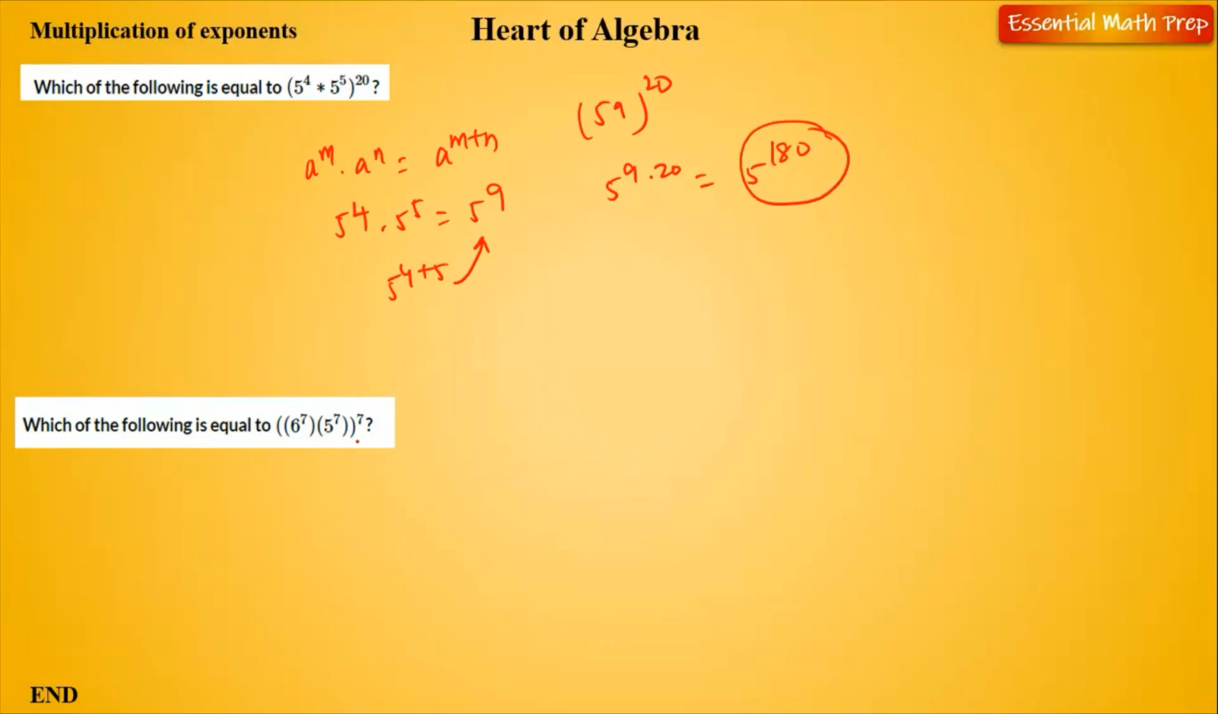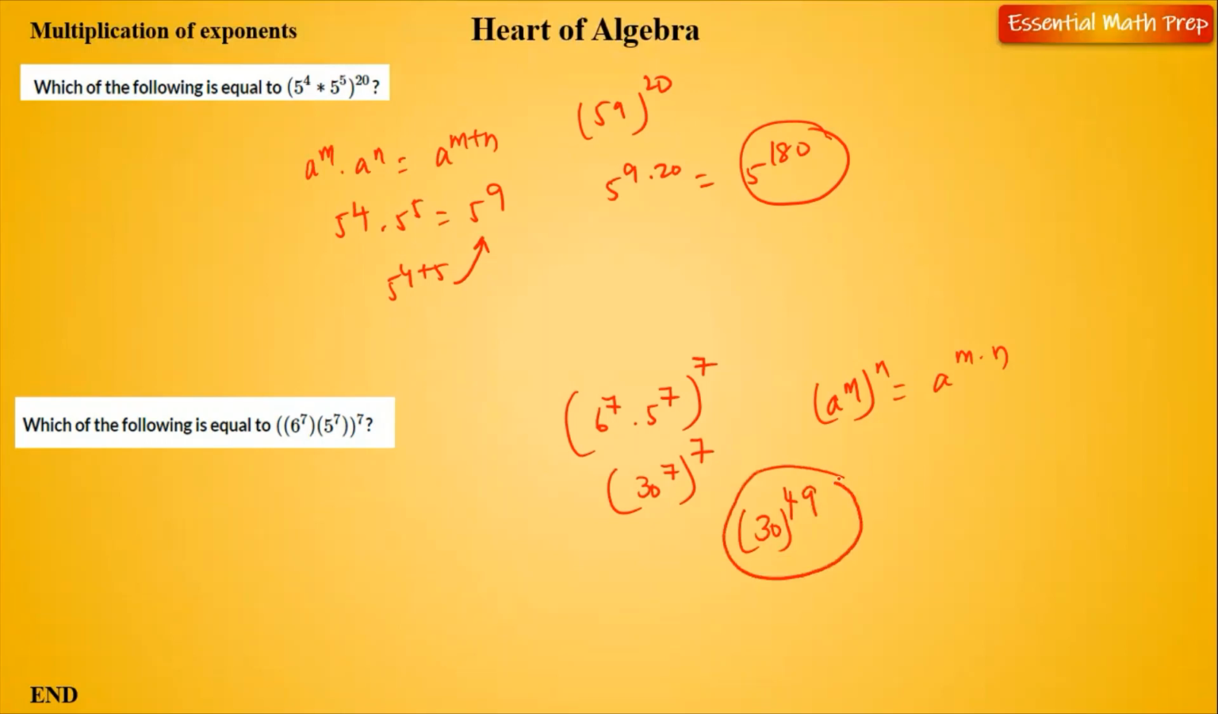Okay, whenever you have brackets like these, pay attention to what it is that you're doing. If you have 6 power 7 times 5 power 7 raised to the power 7, this is a very, very unique problem because the exponent power is the same. We can multiply the bases, which then becomes 30 power 7 raised to the power 7. Okay, this now becomes a power m raised to the power n is a power m times n. So that's 30 raised to the power 49. Very unique problem. Nevertheless, it's an easy problem.